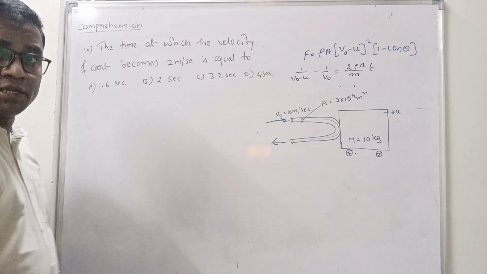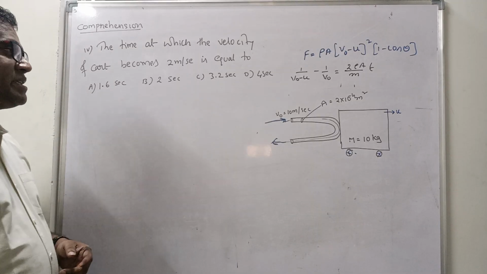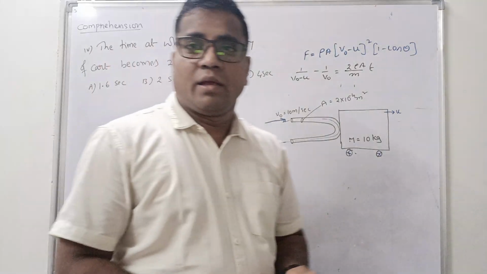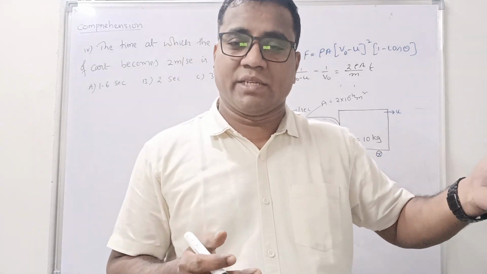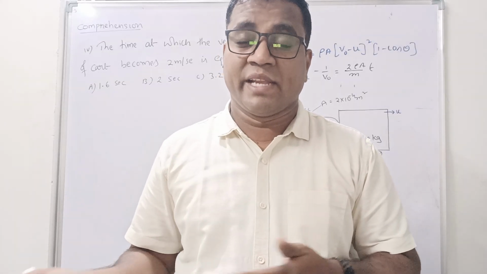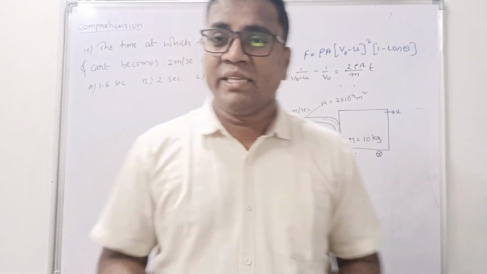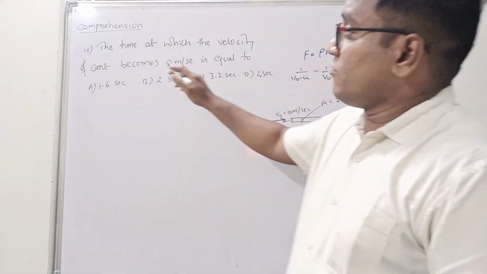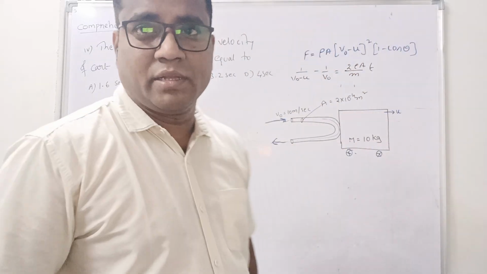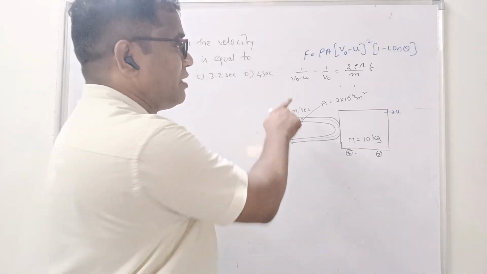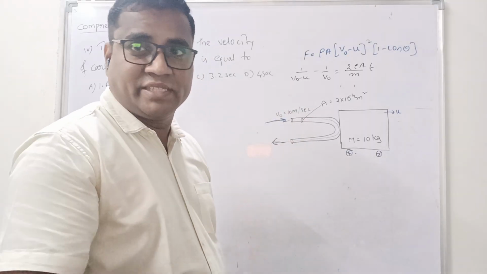See the fourth question. The time at which the velocity of the cart becomes 2 meters per second is equal to... He is asking that initially the cart is at rest, so force is acting, so the cart is moving, right? It's an acceleration. In the last question we saw that at t equal to 10 seconds, the velocity of the cart is 8. But now he is asking at what time the velocity becomes 2 meters per second? That's why I told you we will hold this equation. So based on this equation, we can solve easily.